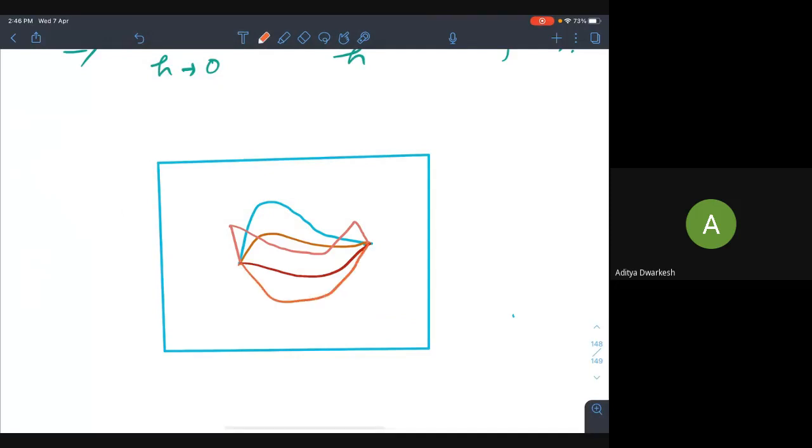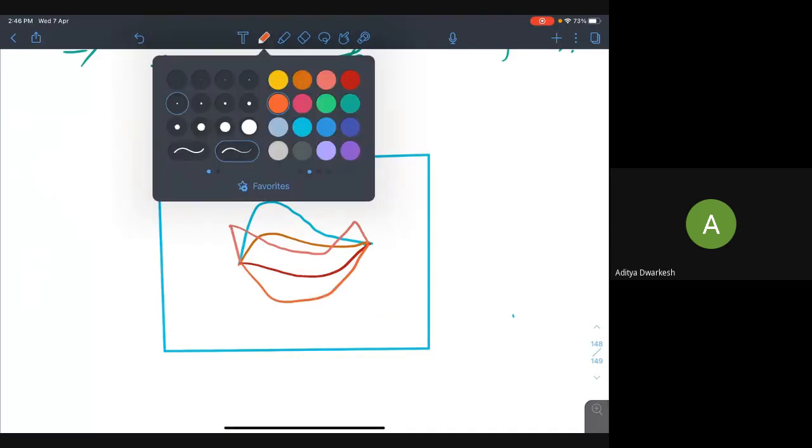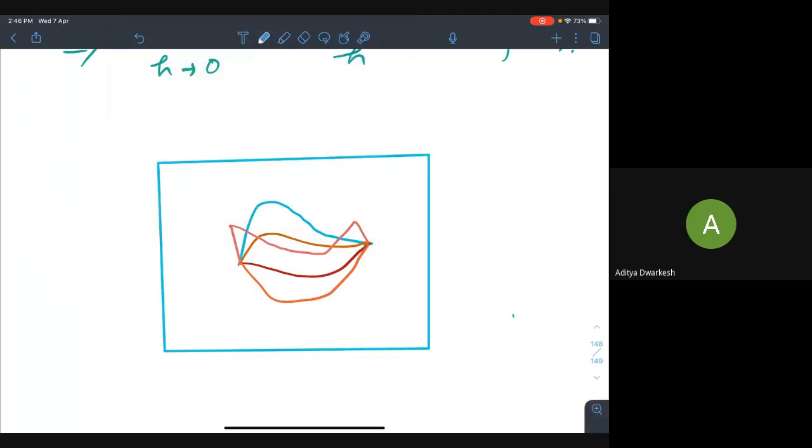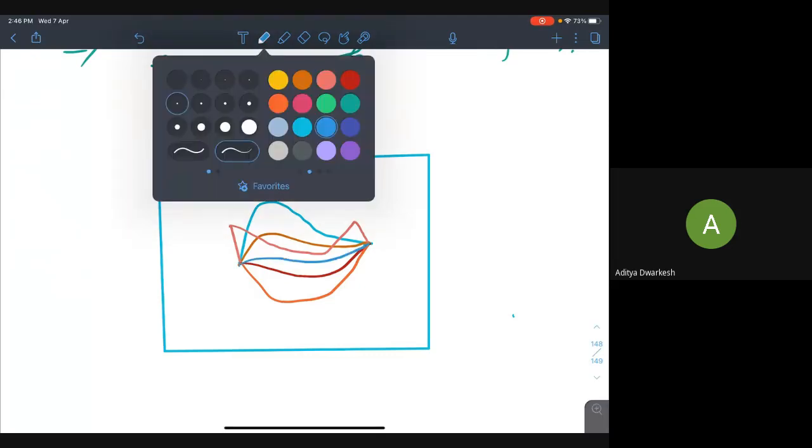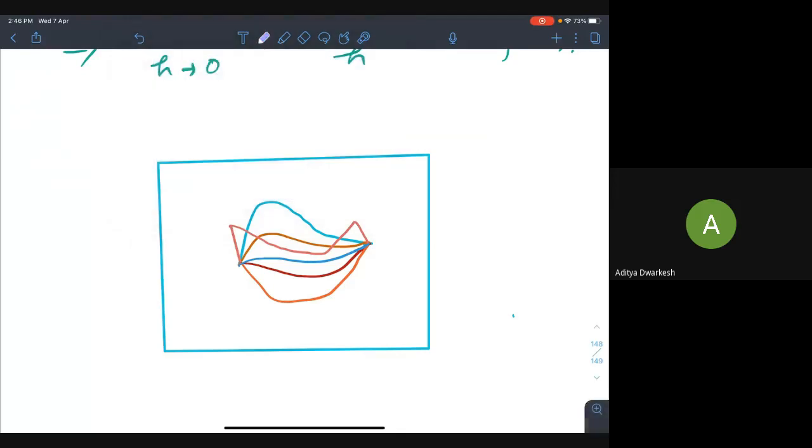You can go this way. You can go this way. So there are several ways where you can go from one, let's say this point A to B, right?